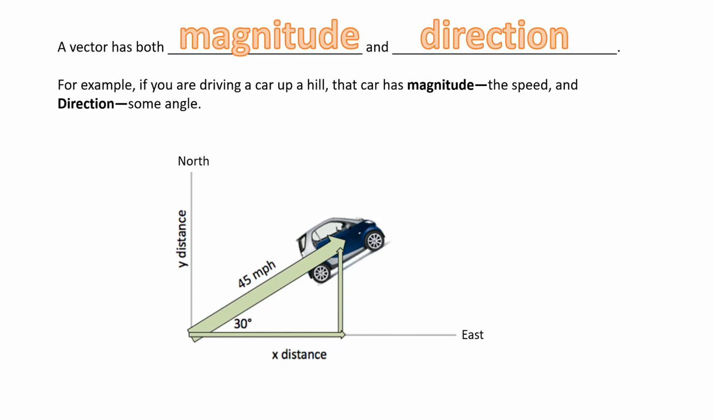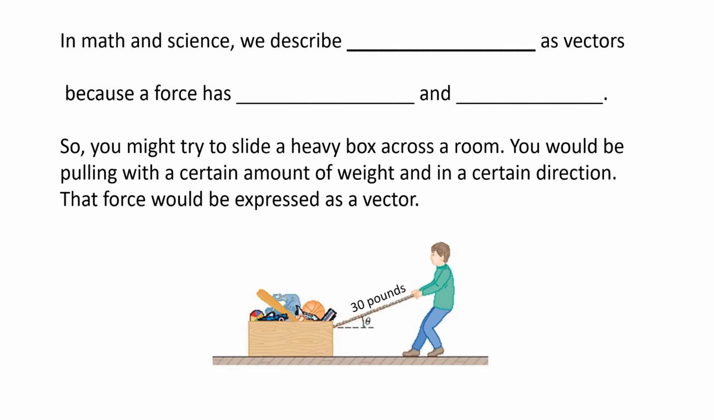So a vector is a kind of idea, it's a kind of value that gives you two pieces of information. It tells you the strength or magnitude of the force and the direction of it. So a vector is kind of like a box with a double prize inside. It tells you two things for the price of one. In math and science, we describe forces as vectors because a force has magnitude and direction.